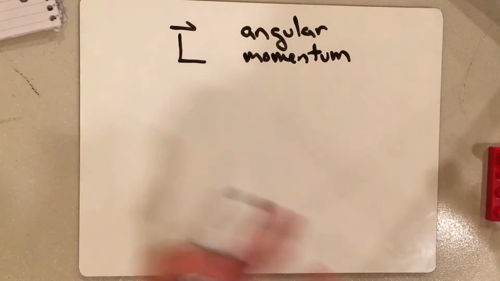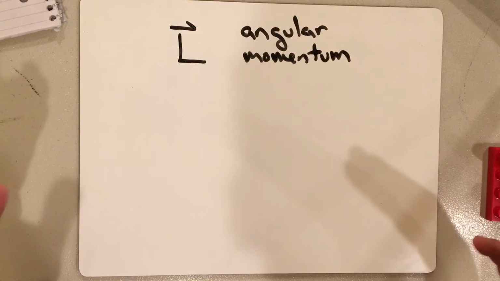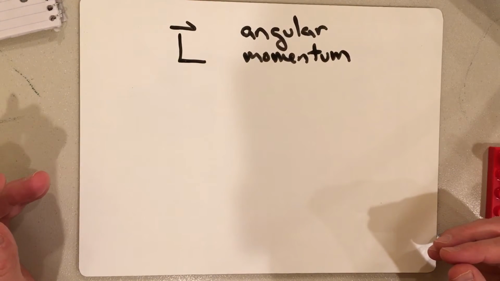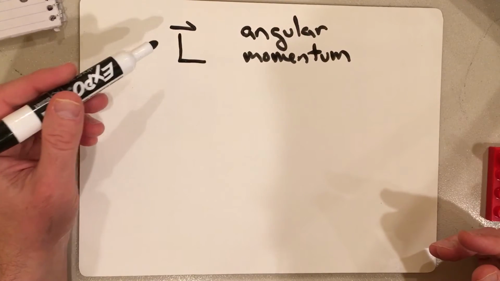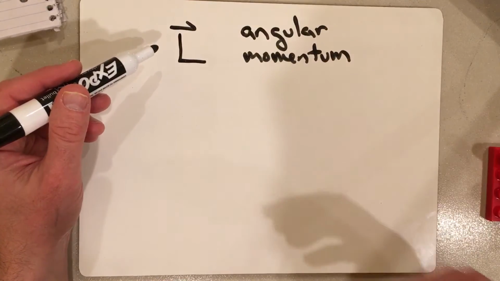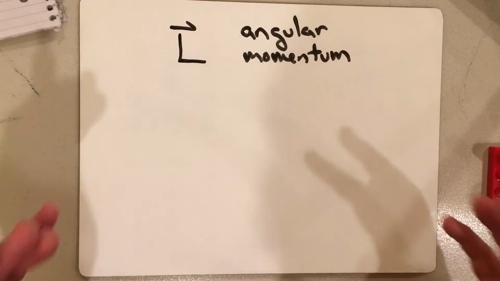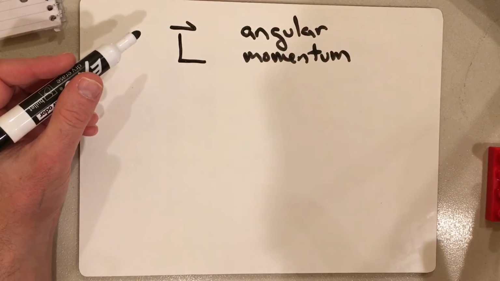And just like regular momentum, angular momentum must be conserved. The total amount of angular momentum in a closed system remains constant. And just like regular momentum, angular momentum is a vector. So direction matters. That means for the whole system, the direction of the total angular momentum won't change.